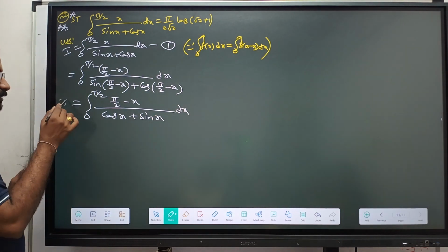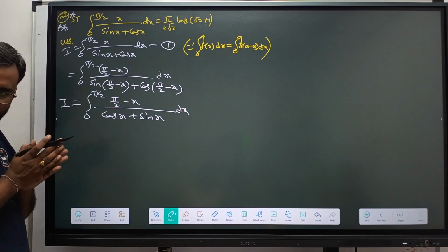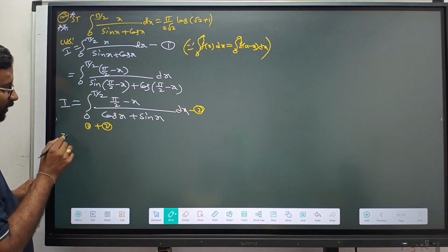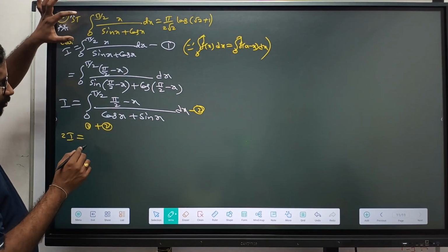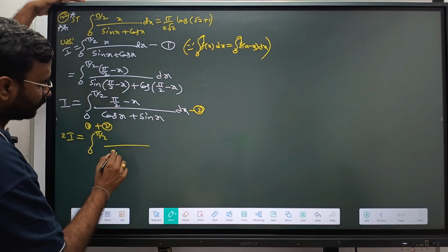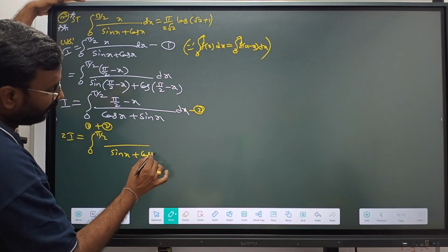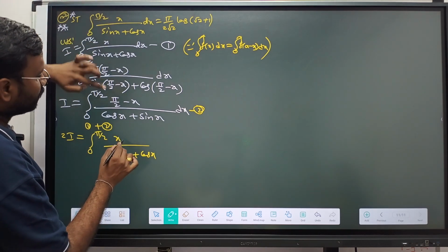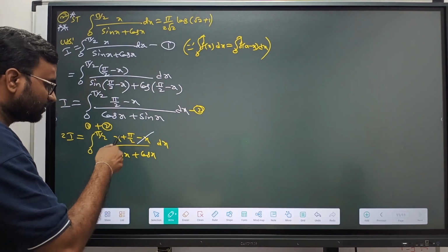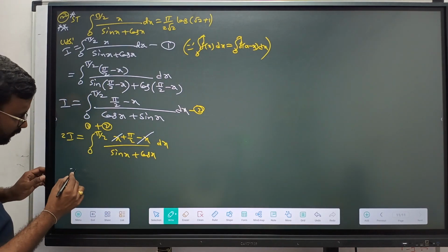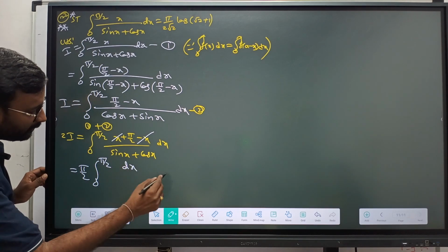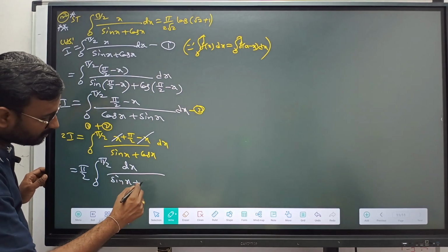Now here, this I write as equation number 2 and add. Equation 1 plus 2, I plus I. 2I is equal to integral 0 to pi by 2, and the denominator is also the same, na? Cos x plus sin x, that is sin x plus cos x. Numerators will be added, right? Here x plus pi by 2 minus x into dx. Remaining is pi by 2, which is equal to pi by 2 outside, integral 0 to pi by 2 dx by sin x plus cos x.